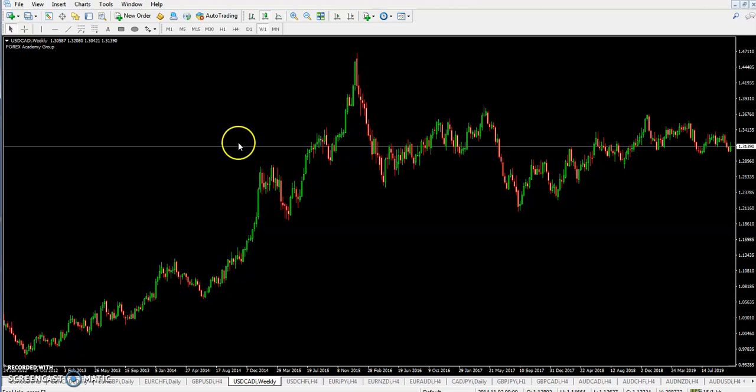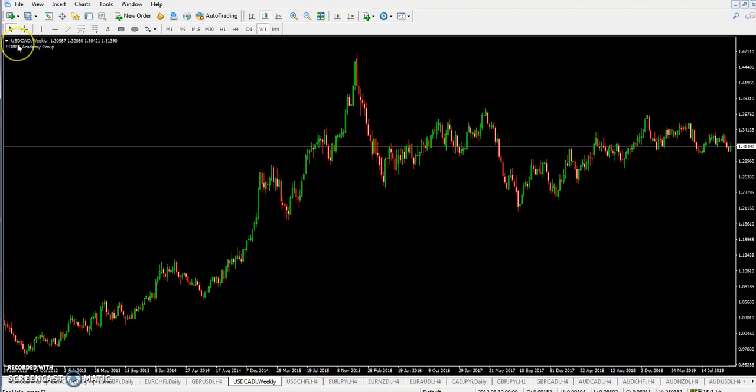Today I wanted to go over market structure. I've been wanting to do a video like this for a while now, but this is going to be video one of many more to come in reference to market structure. I'm going to try to make this as simple as possible, so let's get right to it.